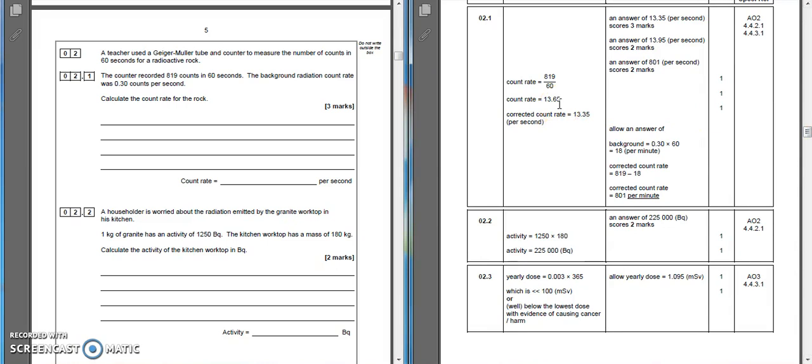It says the background radiation count is 0.30, so we have to account for that. So we take that away from it, because whether we've got this activity there or not, that 0.30 is going to be there. So actually it's only 13.35, which is from this source. If you didn't take that bit away, then you'd still be able to get 2 of the marks, as it says over here.